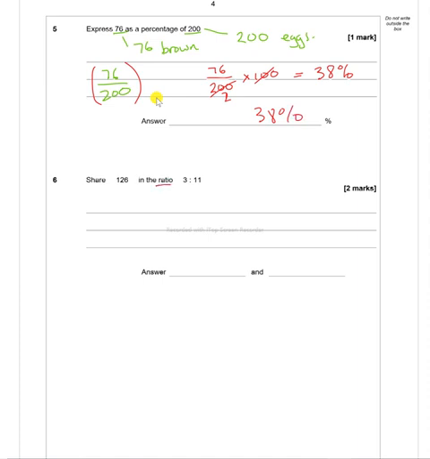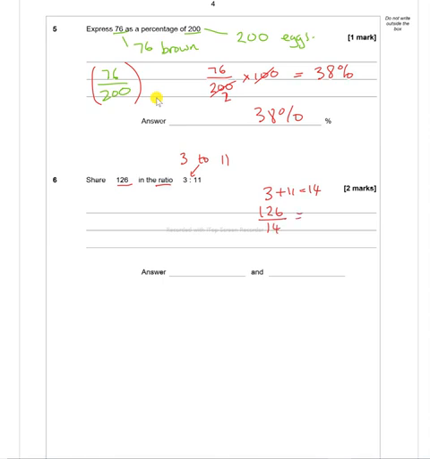Right, it's a ratio question. What did we say? You read this as 3 to 11. That's how you read that, colon. 3 to 11. So you've got £126. You're going to share it into 3 parts and 11 parts. So first of all, you write 3 plus 11, which is 14. Then you do 126 divided by 14.